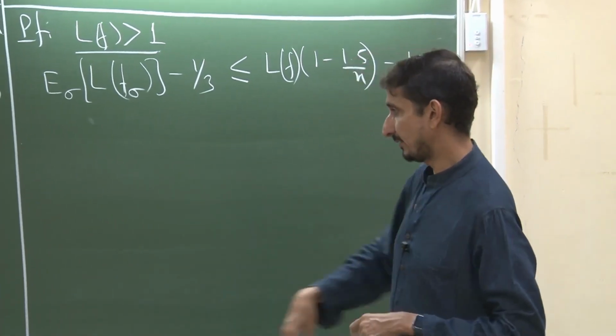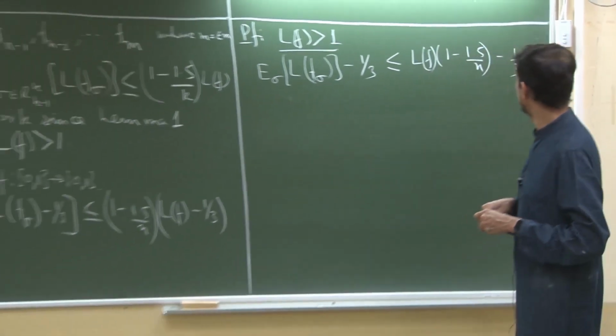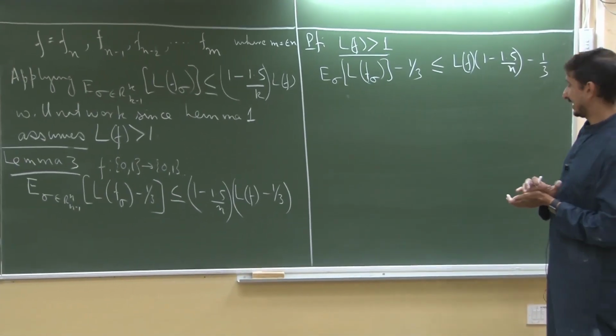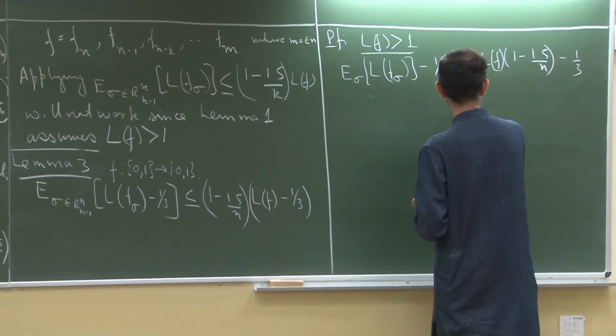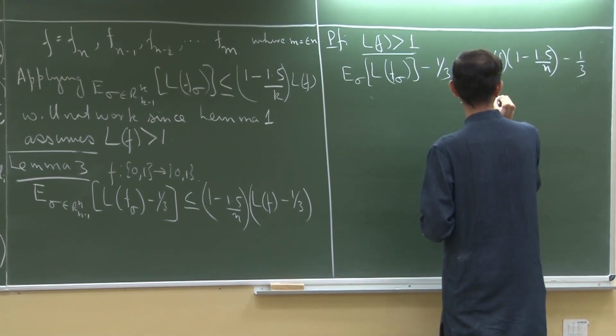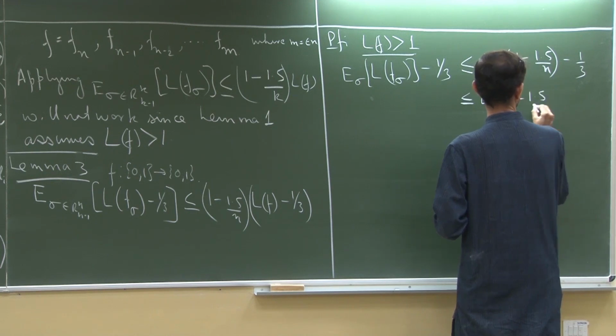Now, what do I want? I just want to bring this 1/3 over here. So, that is quite easy. So, this I can write as less than or equal to L of f times 1 minus 1.5.